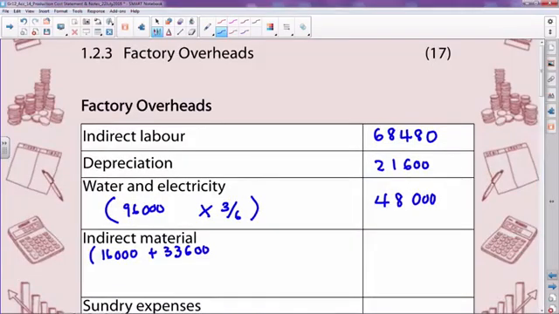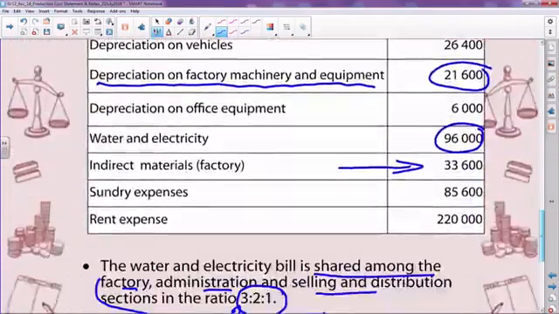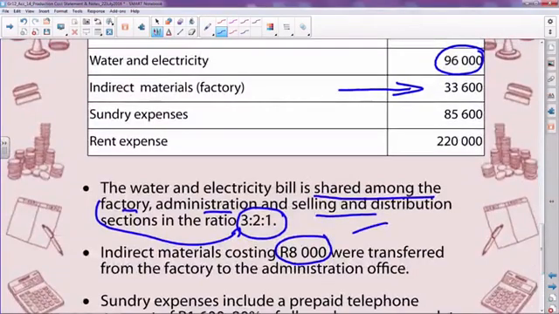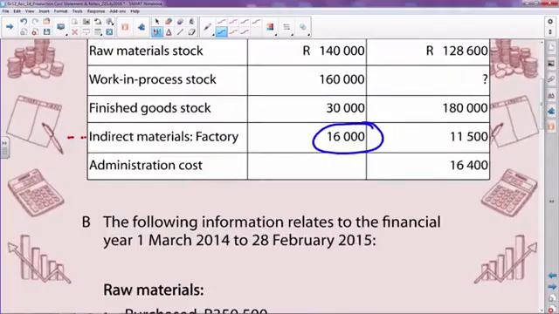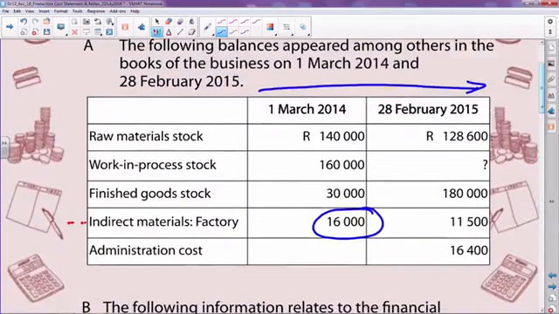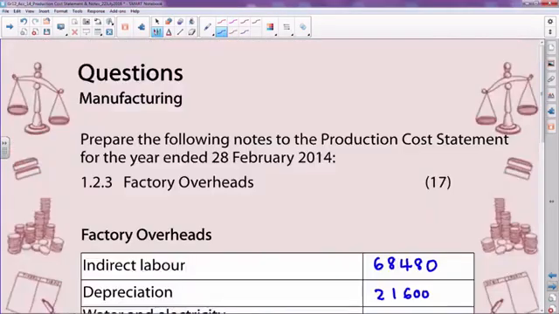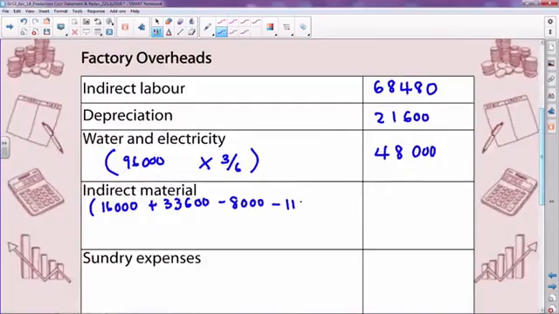Now, was there a further adjustment on the indirect materials? We did allude to it. Let's go back to it. Indirect materials costing 8,000 Rand were transferred from the factory to the admin office. That means we're going to remove it. That's right. Take it out. 8,000 Rand. Remove it from here. Minus 8,000 Rand. Why? Because those were not used in the factory. They were transferred to the admin section, must be allocated to the admin section. Okay. And then finally, did you use up all your indirect materials? No. You've got materials left over at the end of the year to the value of 11,500. So therefore, minus 11,500. Okay, now we are ready to do our calculation.